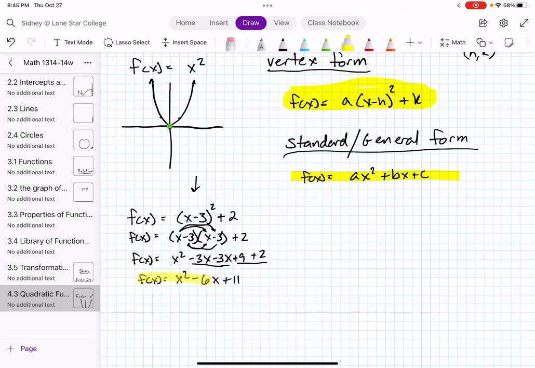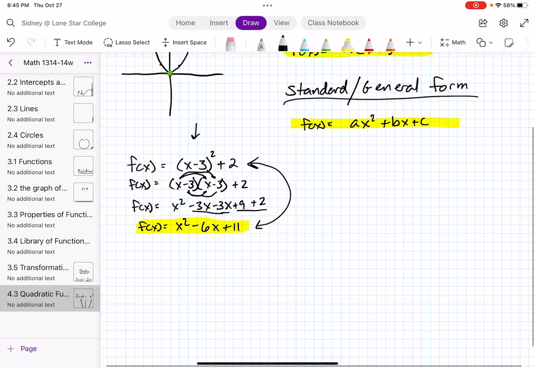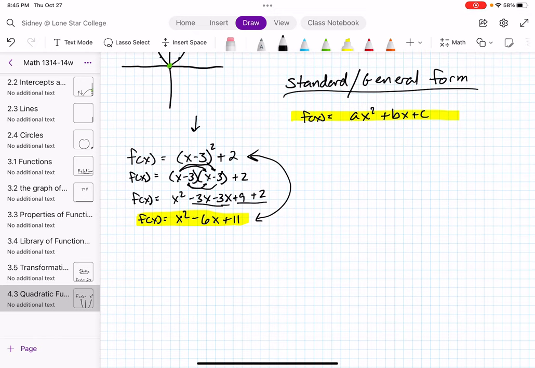So this is in that standard form, the general form, and it is perfectly mathematically equivalent to vertex form. Those are two representations of the exact same mathematical relationship, the exact same parabola. So there is no difference between them other than their presentation. Now, we can also go the opposite direction. So I started in vertex form and I ended up in standard form, but we can also go from standard form to vertex form.